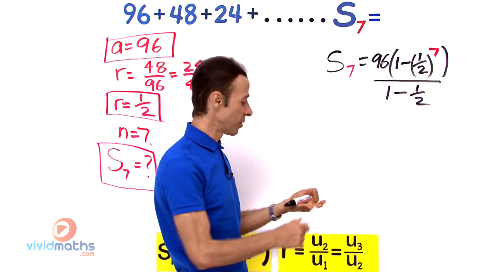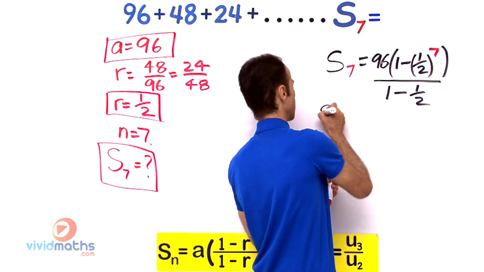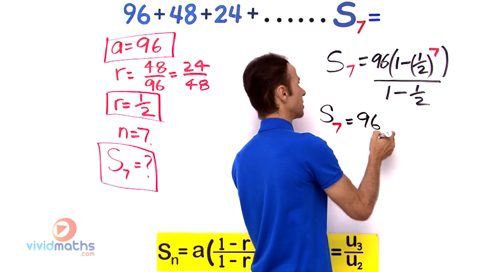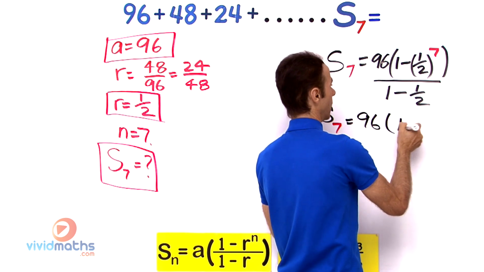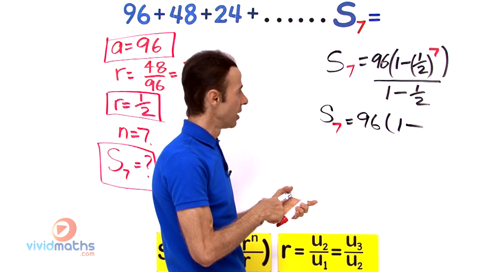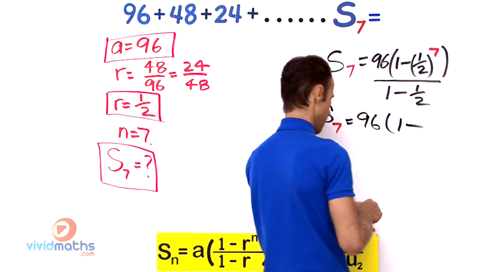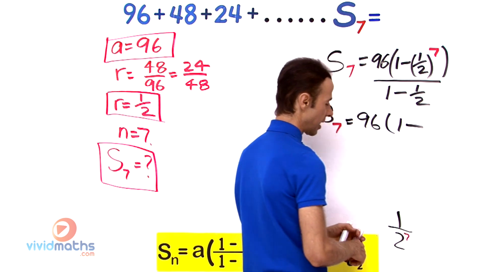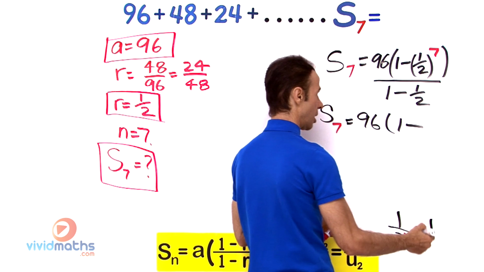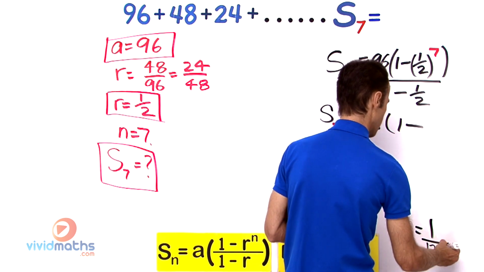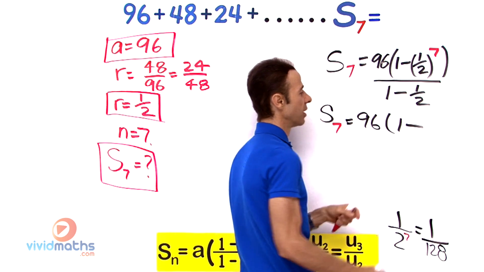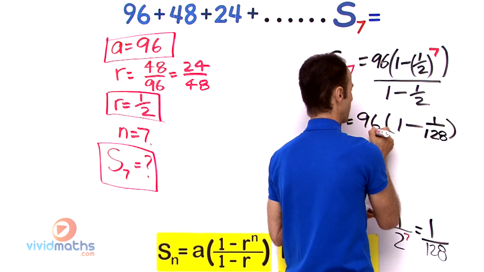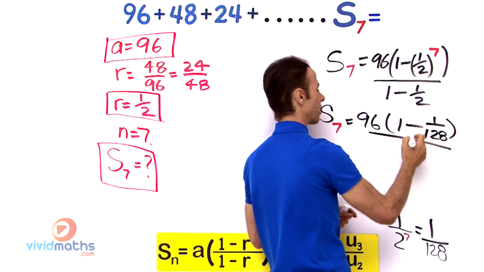Again, let's continue to simplify this. Now, sum to 7 will equal 96, and then we have 1 minus. Now, let's have a look at that 1/2 there. I could take that half and write it down here, 1 over 2 to the power of 7, like that. And that's going to equal, in your calculator, 1 over 128. So let's put that over here, 1 over 128, close brackets, all over 1 minus 1/2, that'll give us 1/2.